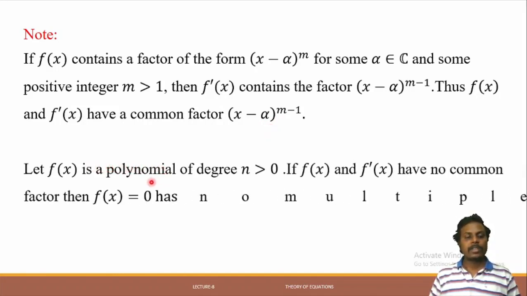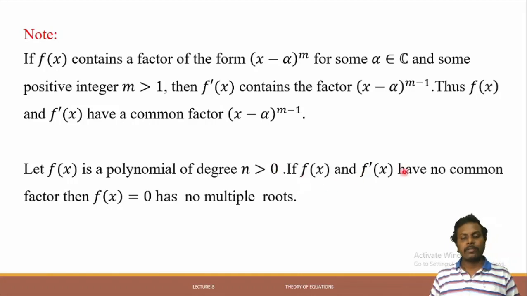Let f of x be a polynomial of degree n greater than 0. If f of x and f dash x have no common factor, then we can say f of x has no multiple root. This is very, very important. Suppose you want to tell that f of x does not have any multiple root, what do we have to do? We have to see that f and f dash don't have any common factor.